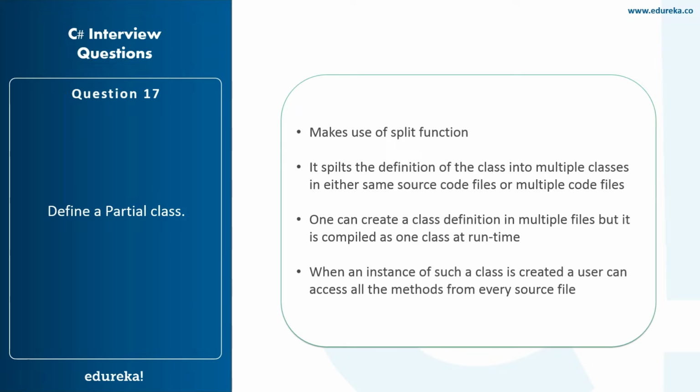So when an instance of such a class is created, a user can access all methods from every source file. So these are the major functionalities of a partial class, and this is what a partial class is.